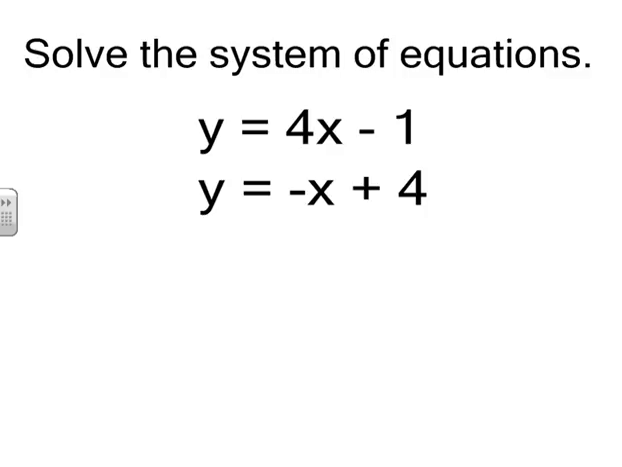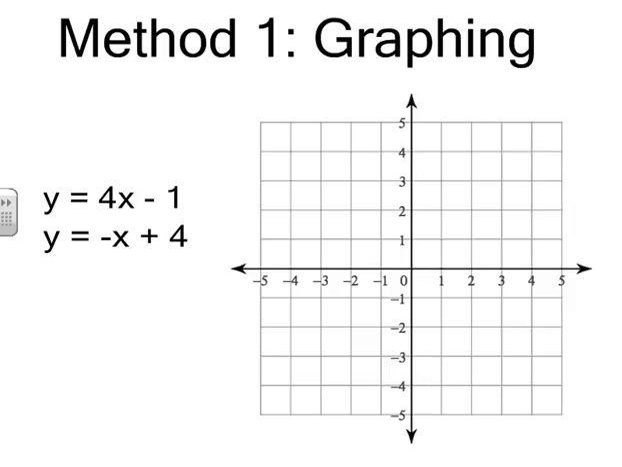What we need to do is find an x and a y value that work for both equations at the same time. We're going to use two different methods to solve the first example. The first way is by graphing. Now this may not be the most efficient method, but it does give you a good visual representation of how the equations work together and what the solution represents.